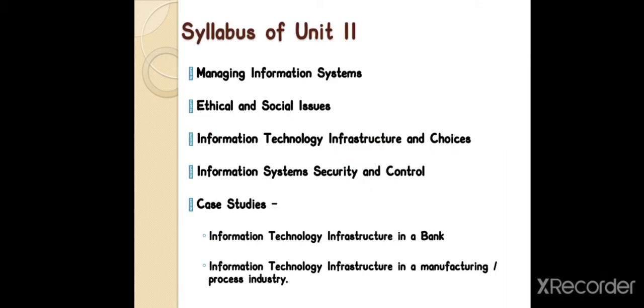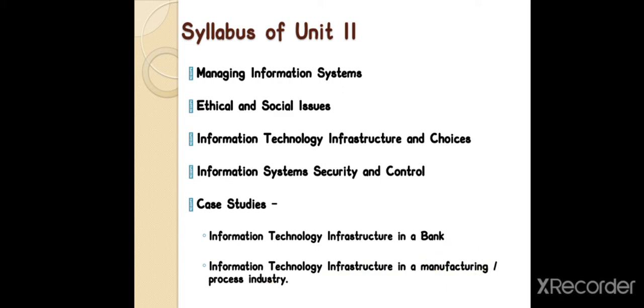Hello everyone, let us start today with unit number 2 of ISEE, that is Management Information System, MIS. Here is the syllabus part which is included for unit number 2. It is going to contain Managing Information System, Ethical and Social Issues, Information Technology Infrastructure and Choices, Information System Security and Control. And for the case study, we have Information Technology Infrastructure in a bank and information technology infrastructure in a manufacturing and process industry.